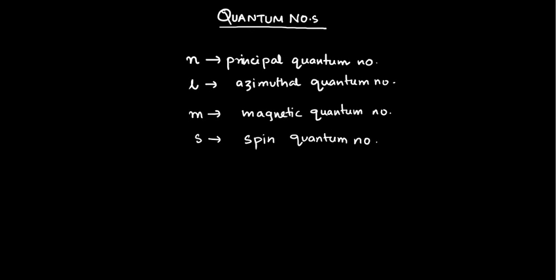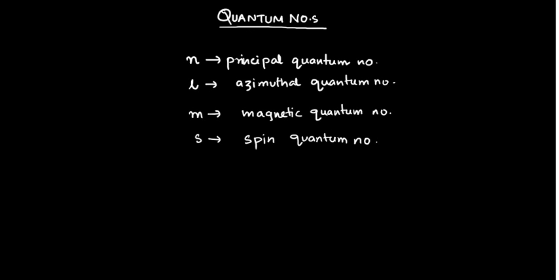Now, what is the significance of these quantum numbers? In order to characterize the electron, we use some parameters. There are 4 parameters which characterize the electron. Those 4 parameters are only the quantum numbers.